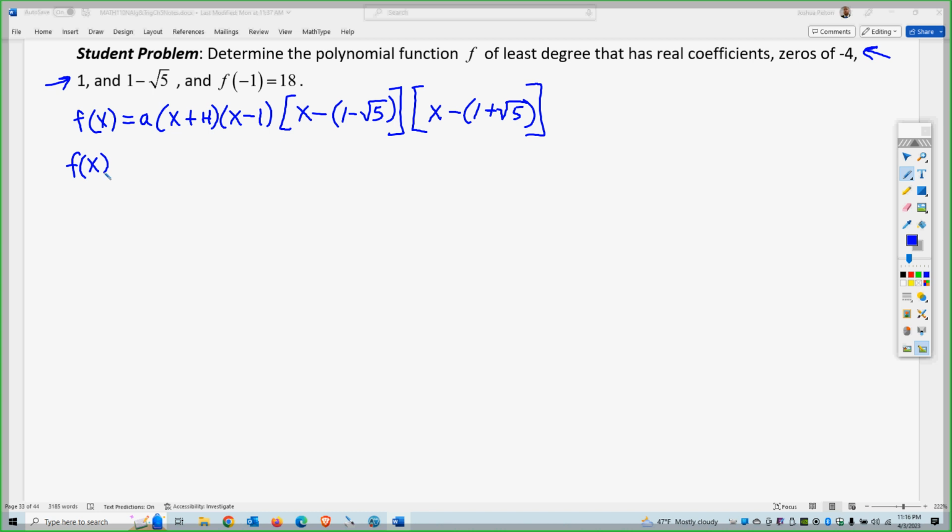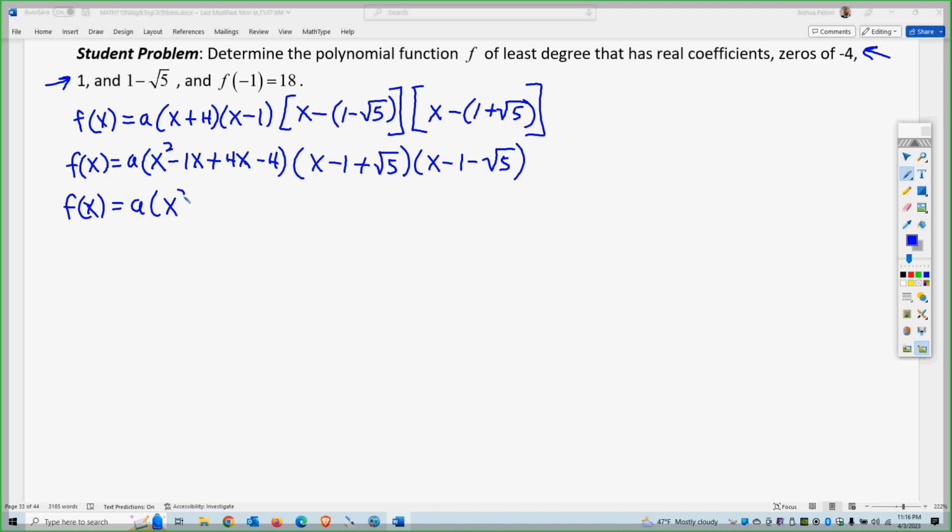All right, so f of x equals a. So don't go left to right. Just combine the common or the similar factors first. This is x squared minus 1x plus 4x minus 4. And over here we have x minus 1 plus root 5 and x minus 1 minus root 5. Okay, so f of x equals a times x squared plus 3x minus 4.